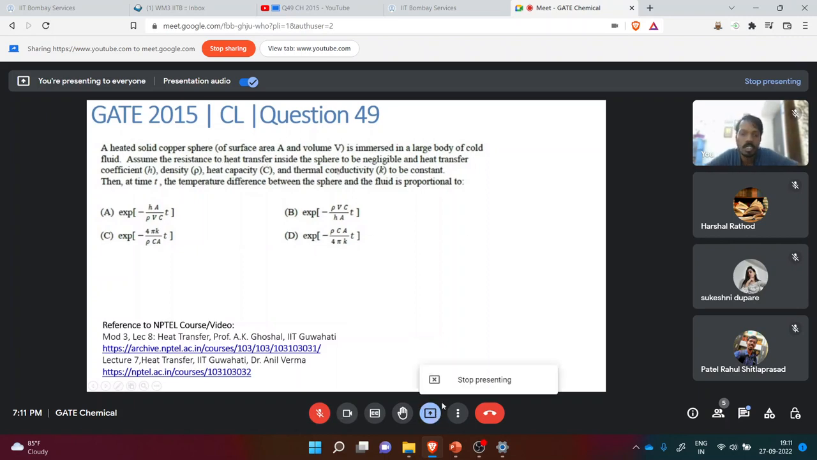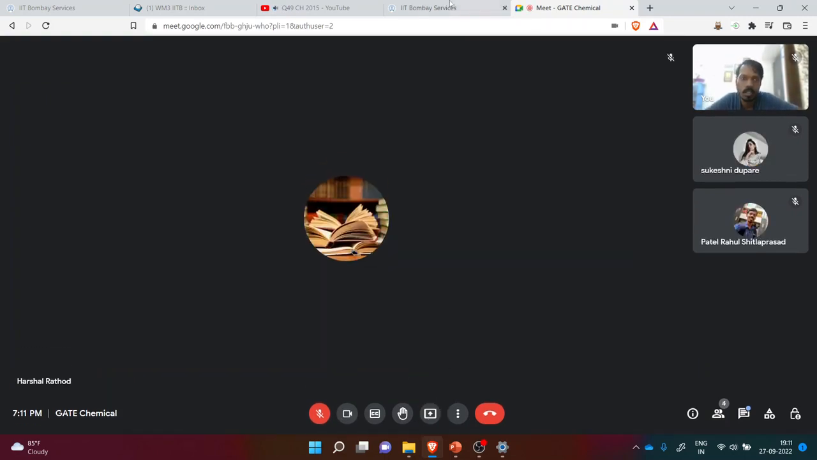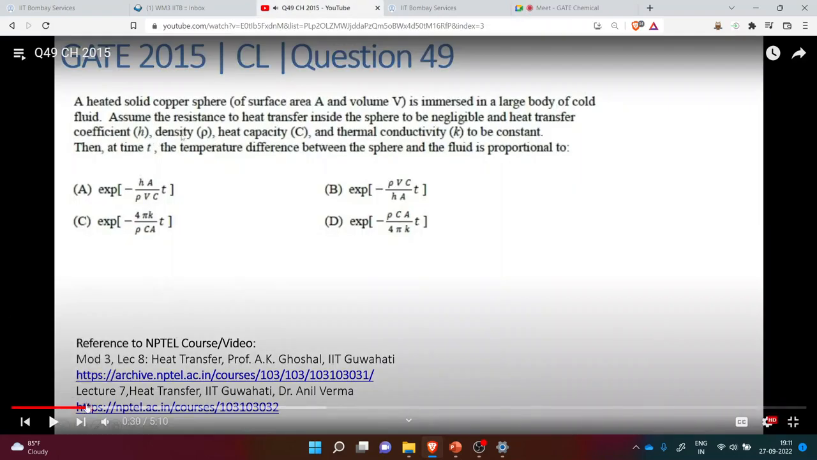Negligible, and the heat transfer coefficient h. Hello everyone. We are looking at question.